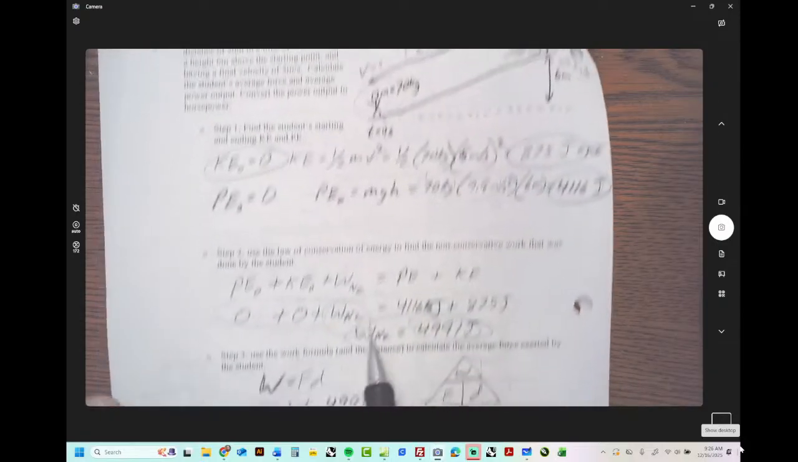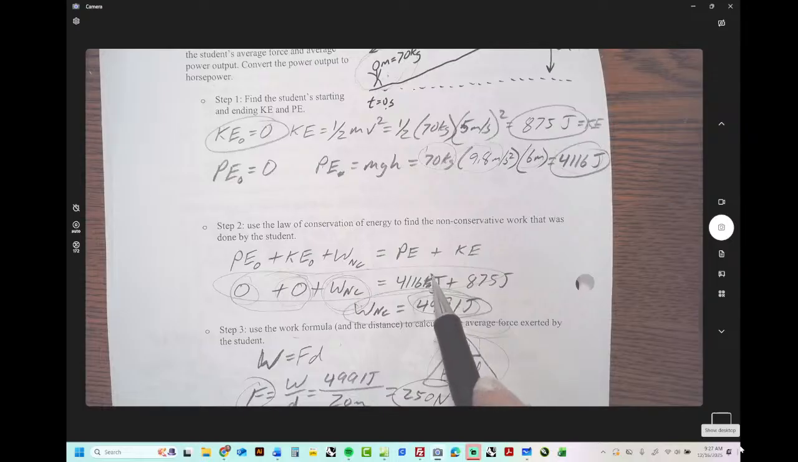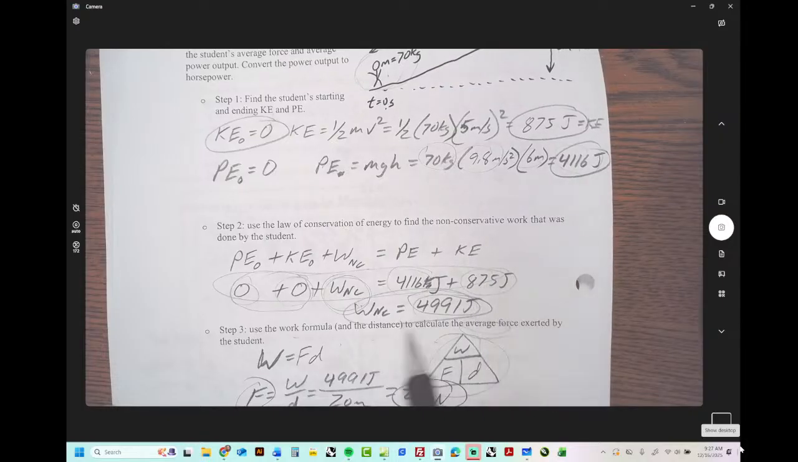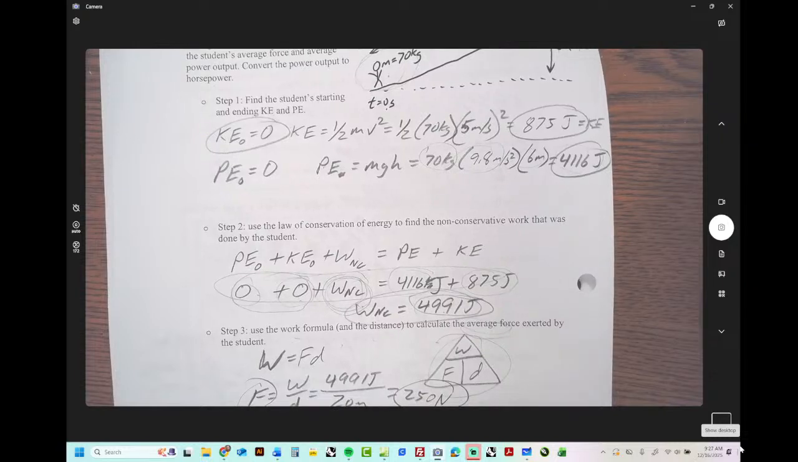So they're going from, in the beginning, 0 potential energy plus 0 kinetic energy. So the total mechanical energy is 0. And in the end, they have 4,116 joules of potential and 875 joules of kinetic. And if you add those up, you get 4,991. And that has to equal the work that was done on the system. So the work that is done gave them that energy because they had no energy in the beginning.